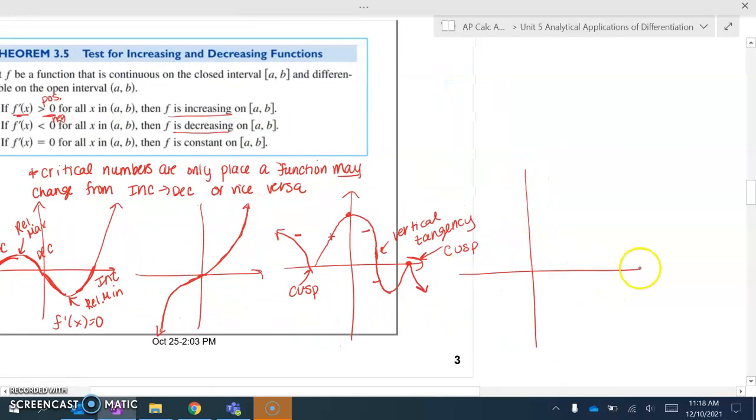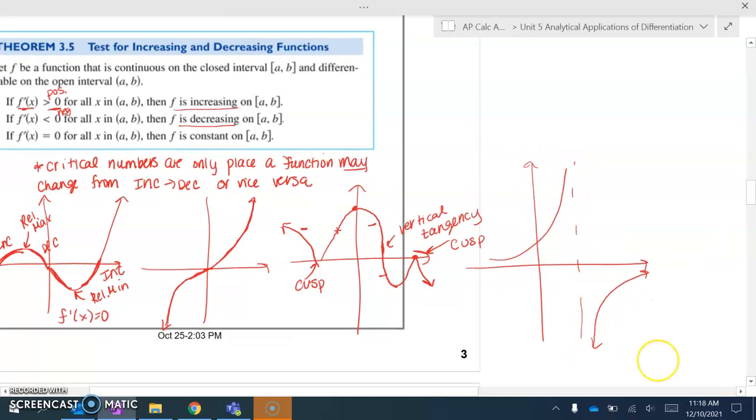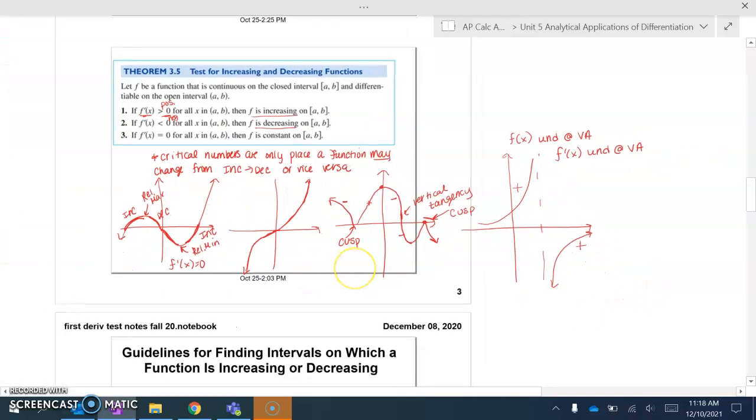And then I'll show you one more, where I have a VA. Okay, so here, f of x is undefined at that VA, and f prime of x is going to be undefined at that value of that VA also. Okay, so we can talk about the function increasing here. It's also increasing here. They all have positive slopes, but we don't necessarily have any mins or maxes.